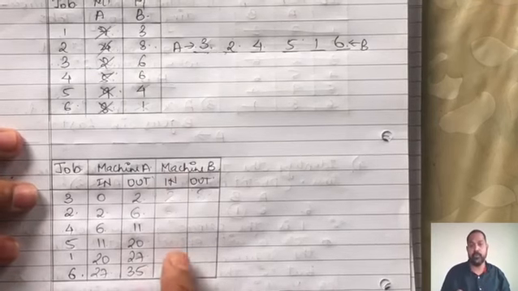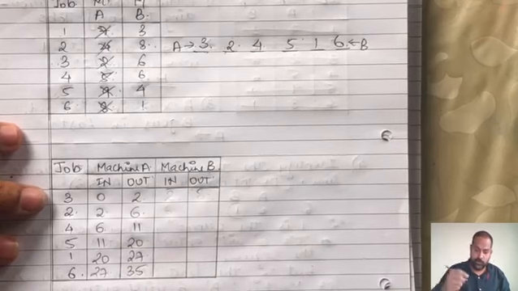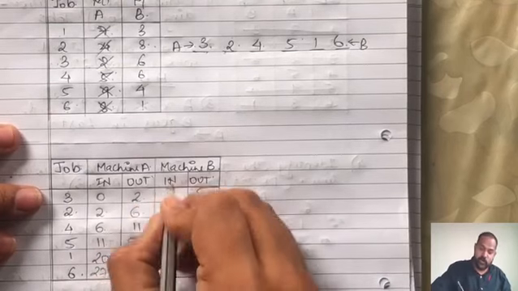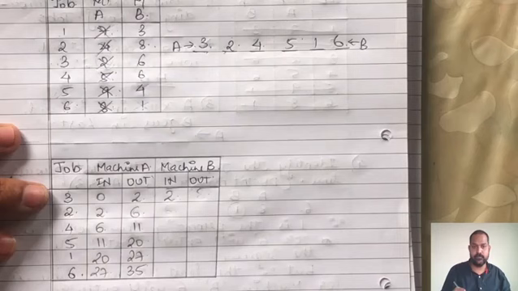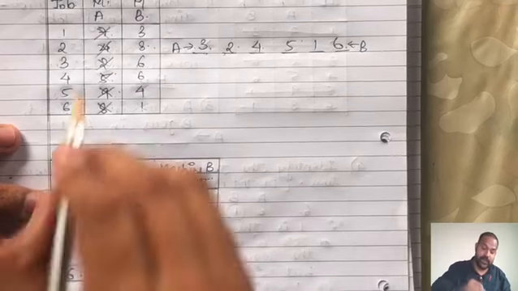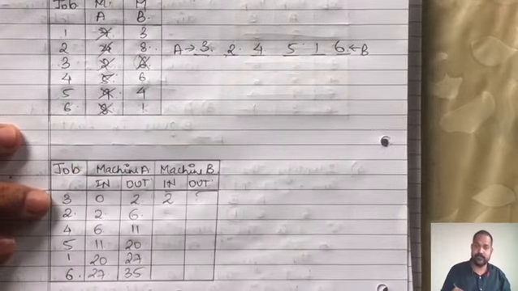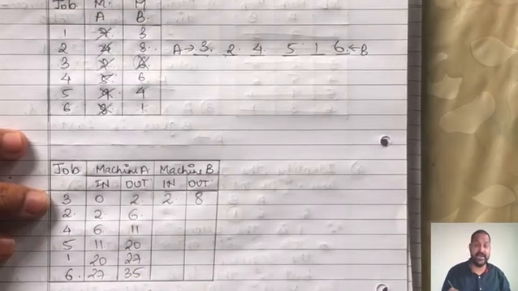We now come to B. Now what will we do? When will B start? When A is done. A is done at 2, then B can start at 2. B on 3 takes 6 hours. So 2 plus 6 is 8. It will be done at 8 hours.